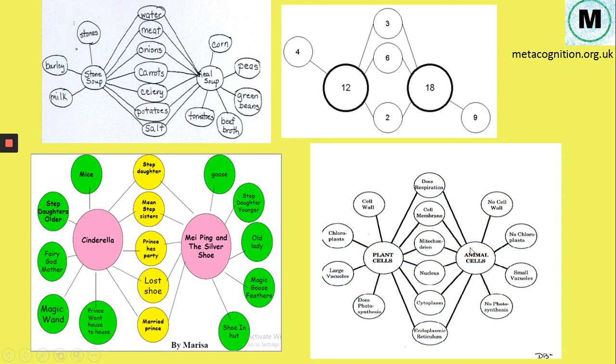For those who have done secondary science, you can see the different types of cells. These ones in the middle have got the same parts, and then around the outside are the things that are different. In maths, these are factors. So 4 is a factor of 12, 9 is a factor of 18, and these three different factors are factors of both of these numbers. So from that, you could work out the highest common factor.